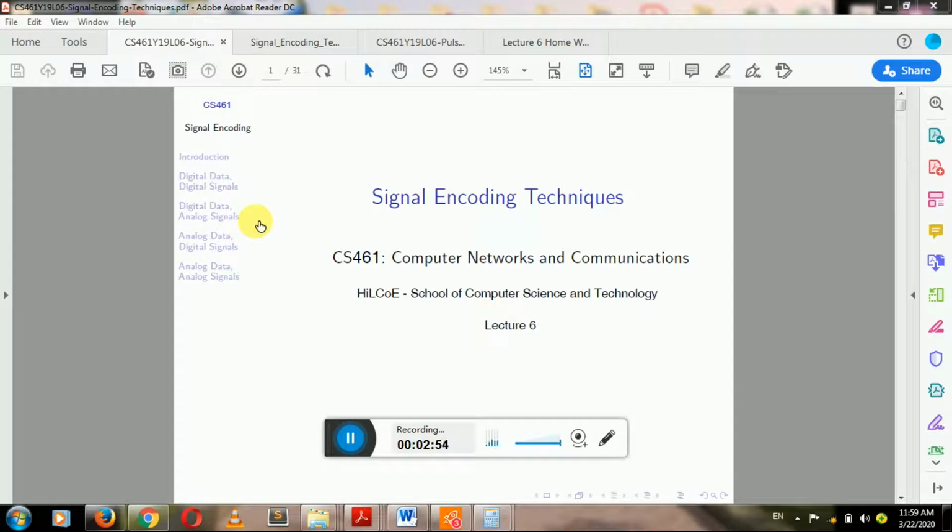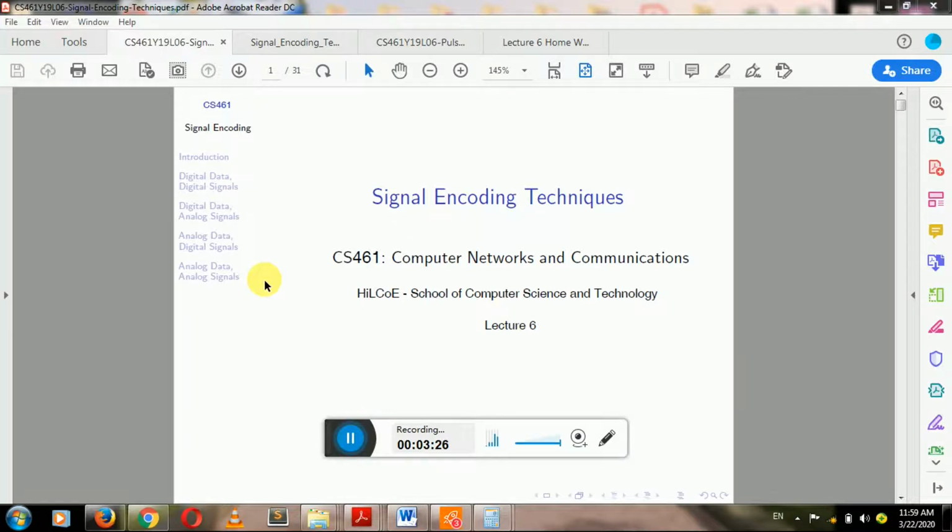Depending on the data we want to communicate, we use different schemes in the signal that we transmit, and we also distinguish between analog and digital signals. So we have 4 groups: digital data with digital signals, digital data with analog signals, analog data with digital signals, and analog data with analog signals. So we have 2 types of data and 2 types of signals. The data is encoded into analog and digital signals.